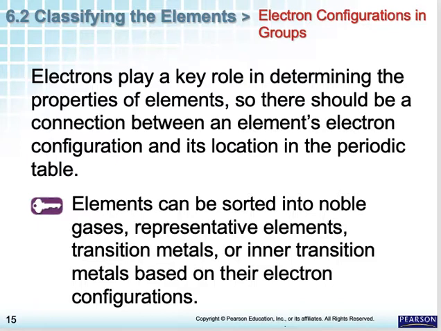Elements can be sorted into noble gases. You need to know that name. Representative elements. You need to understand what those are, and that's the S block and the P block. It does not include the D or the F block. Transition metals, which is the D block, and the inner transition metals, you need to know that name as well, and that's the F block. And you should understand their electron configurations.